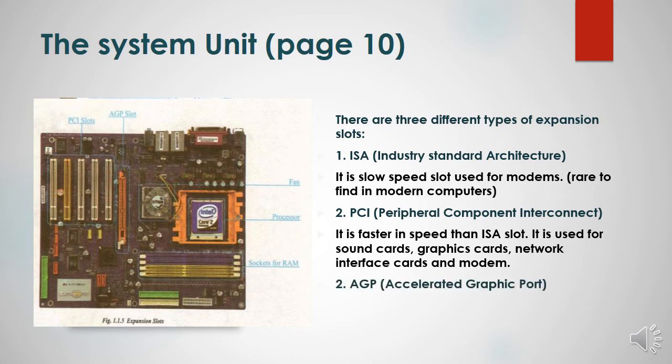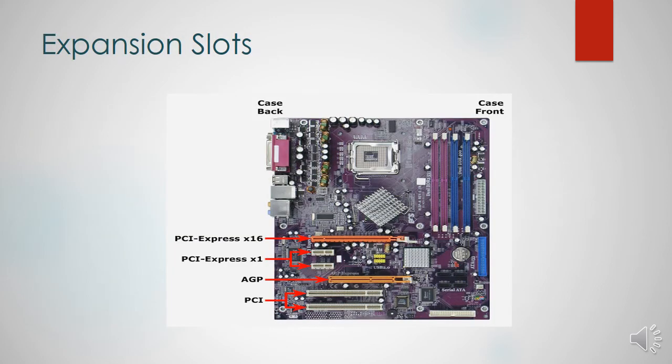AGP, Accelerated Graphic Port. It is high-speed slot used only for graphics or 3D graphic cards. This is AGP slot used only for 3D graphics card. Here you can see one more image of modern motherboard. Here you can observe different PCI slots and AGP slot.